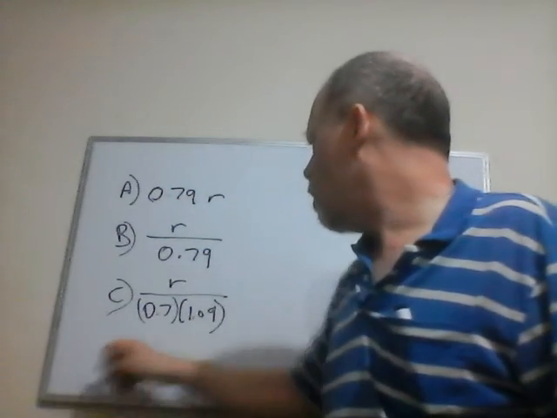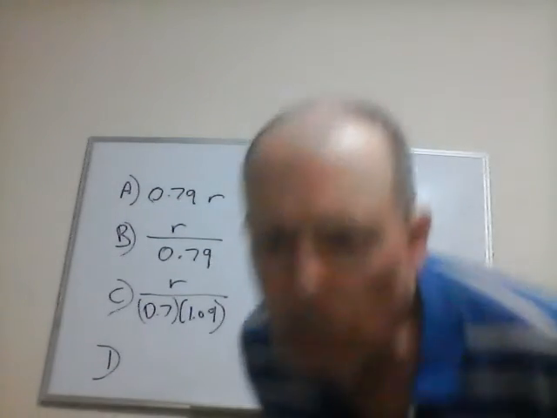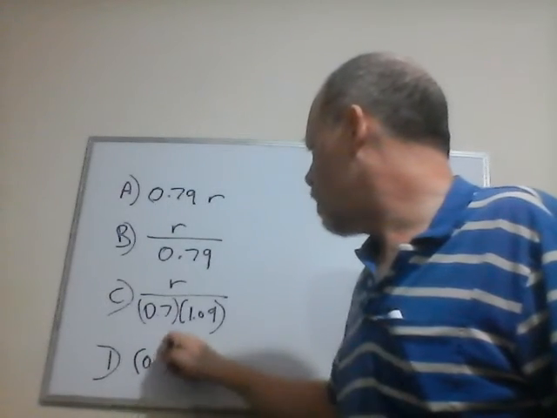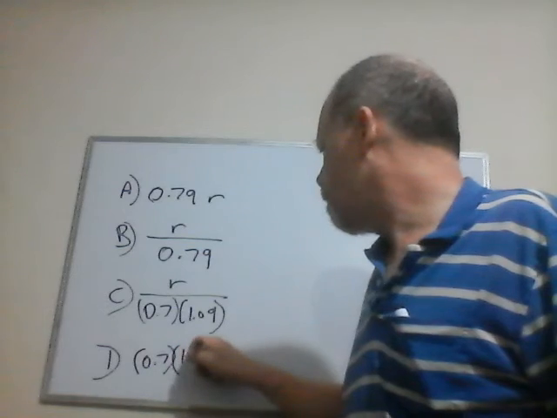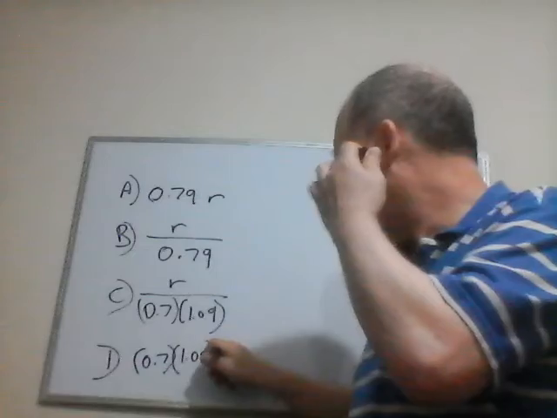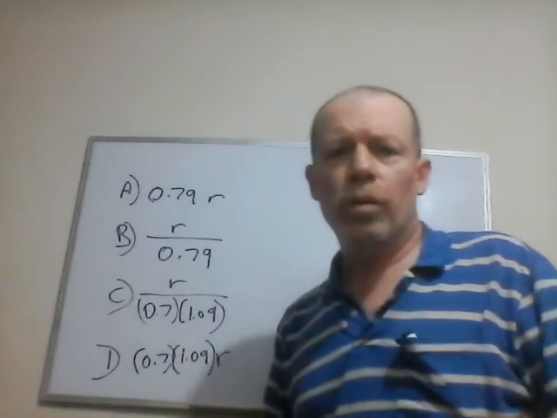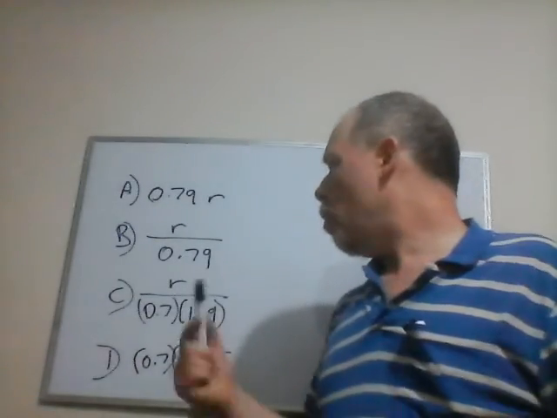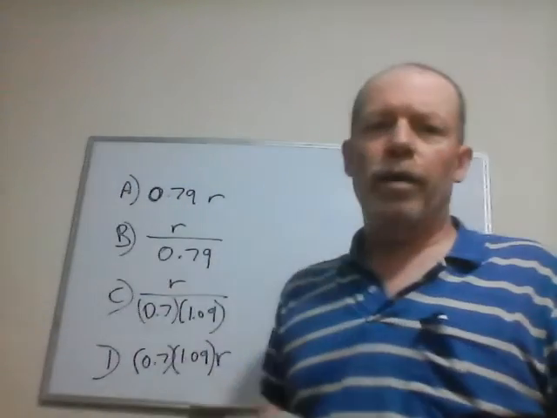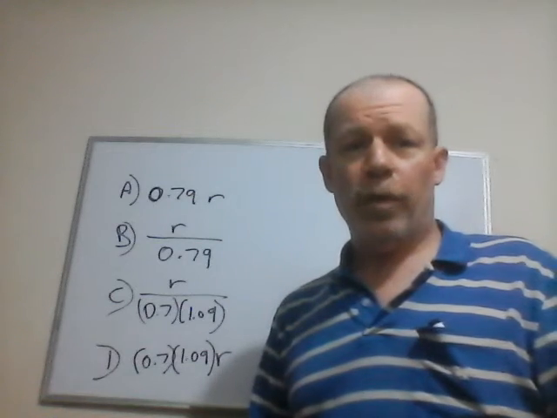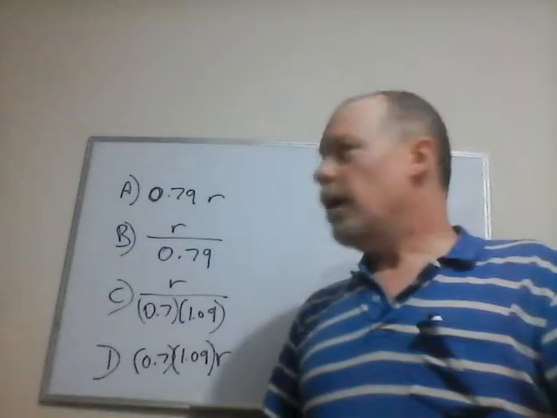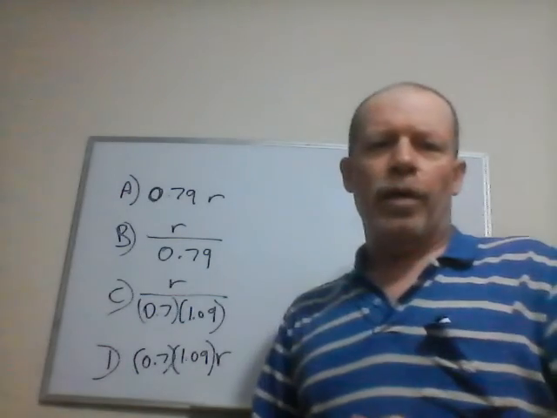Okay? D is 0.7 and 1.09 times R. Okay. So what's wrong with each of these? Well, one thing is if you multiply the tax with the discount before you apply it to the price, which in this case you have to do because they don't give you the price, we're not going to get 0.79.